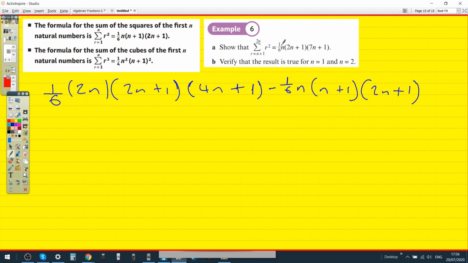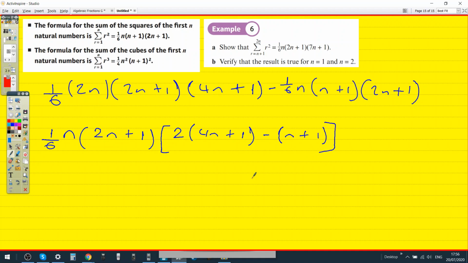Let's see if we can factorize. You can factorize 1/6 n out from both, and 2n plus 1. And then in big brackets, you'd have the rest: 2 times 4n plus 1 for the first bit, which you could expand if you want, minus n plus 1. 8n plus 2 minus n plus 1. So that would give you 7n plus 1 for the inside. Is that what we were supposed to get? Yeah. Oh, great. It even looks the same.